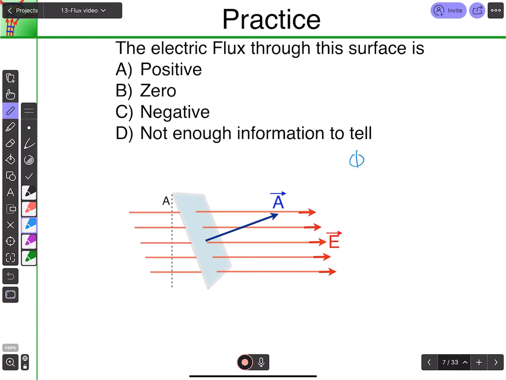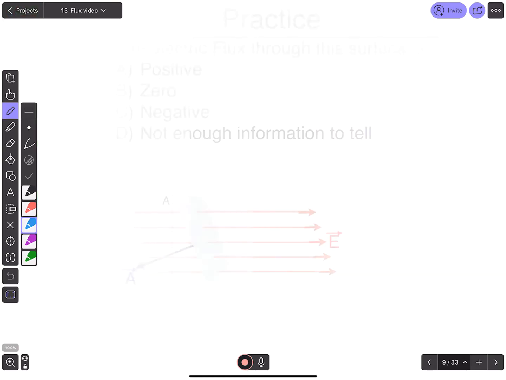Remember, the flux is E A cosine of theta. So these are magnitudes, so these numbers are always positive, but this can be positive, negative, or 0. When is it positive? When is it negative? When is it 0? Well, in this case, it's positive because this angle here is less than 90 degrees. Anything between 0 and 90 is going to be a positive number.